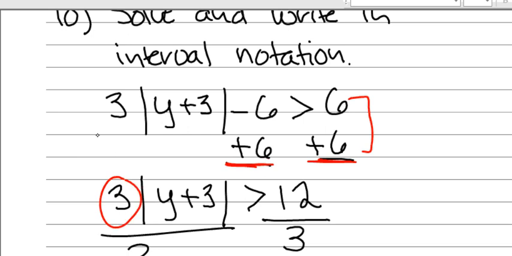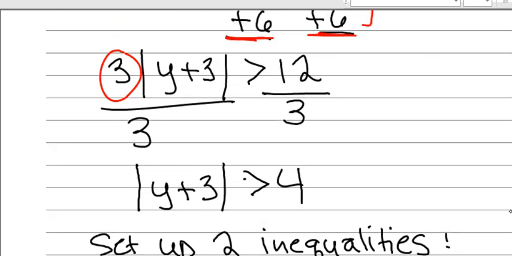I still have this 3 over here. I need to get rid of that. So in order to get rid of that, I'm going to divide both sides by 3. So I'm going to divide the right and the left by 3. And so now my 3's are going to cancel out, and 12 divided by 3 is 4. So I have my absolute value by itself. That's what I want. So the absolute value of y plus 3 is greater than 4.